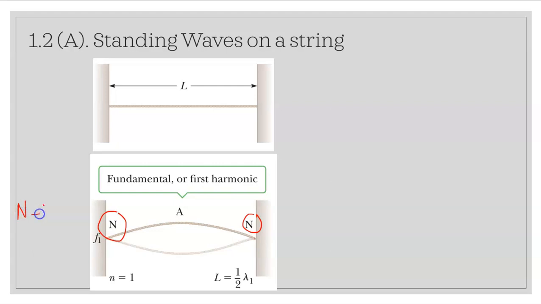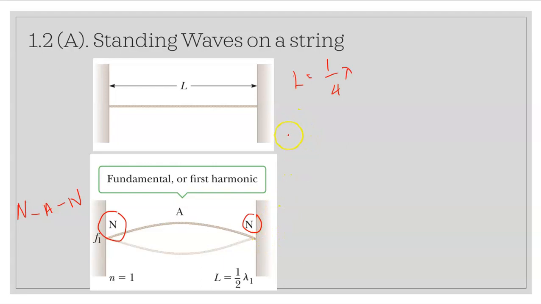The pattern is node, antinode, and node. The distance from a node to its adjacent antinode is equal to a quarter wavelength. L is always a quarter, 1/4 of the wavelength.